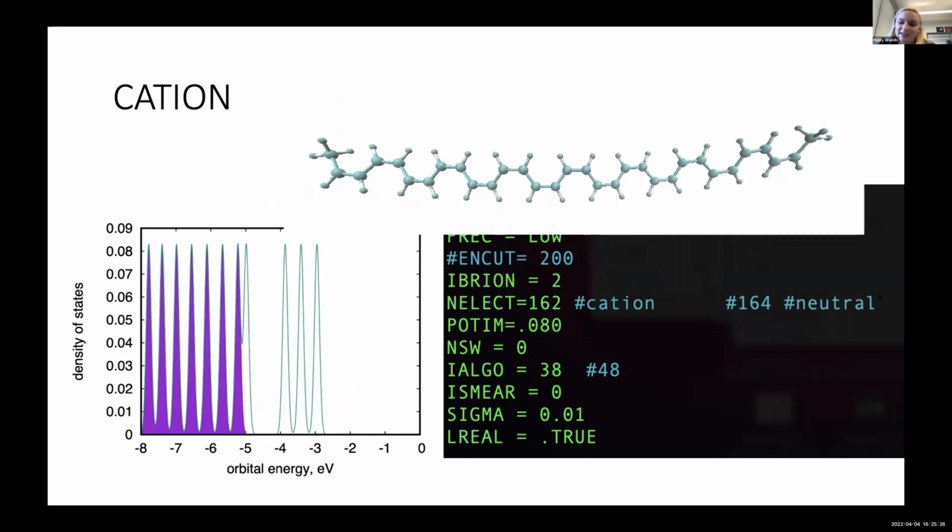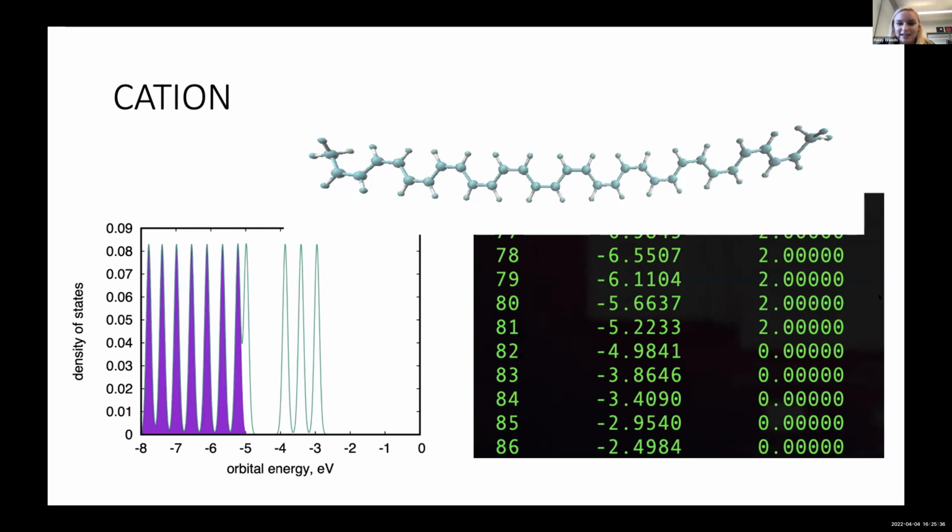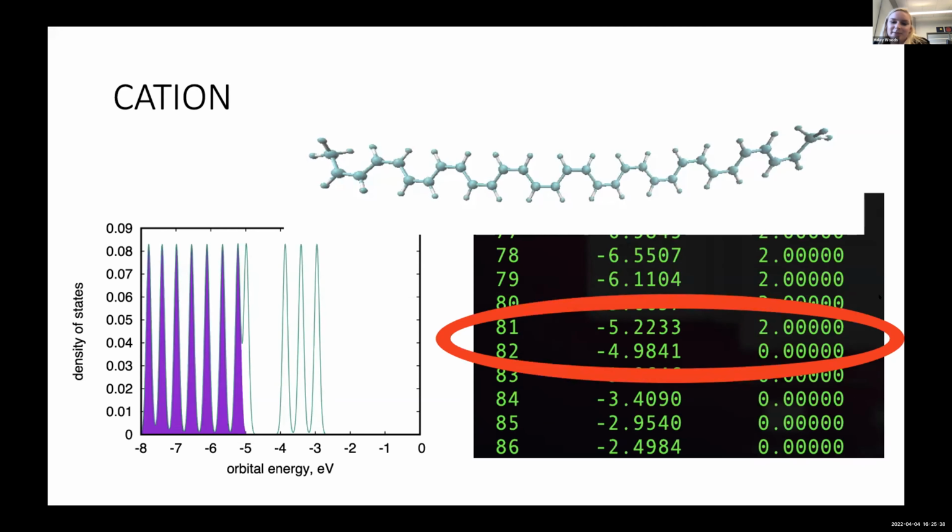I did the same with the longest oligomer molecule that we were looking at. Here I did 162 electrons as the cation and plotted the density of states for this as well. And the states here, you can note the lowest unoccupied state is 82 and the highest occupied is 81. And I've done this for all of them so we can compare them at the end.